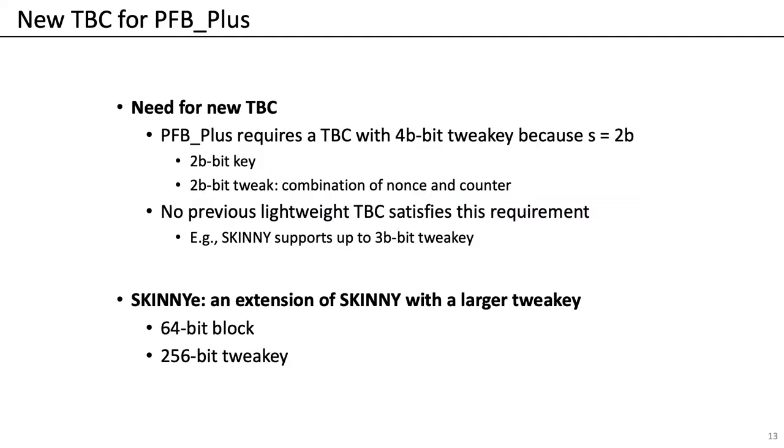To instantiate PFB plus, we need a TBC with 4B bits tweakey space for the block size B, because we need 2B bits for a key and another 2B bits for a tweak. There is no previous lightweight TBC that satisfies this requirement. For example, Skinny supports up to 3B bits tweakey space. So we designed Skinny E, which is an extension of Skinny that supports 64-bit block and 256-bit tweakey.